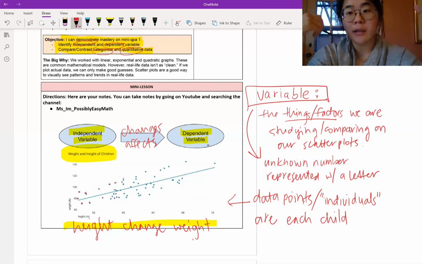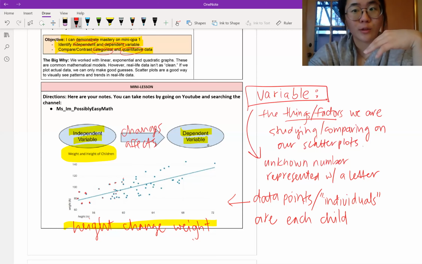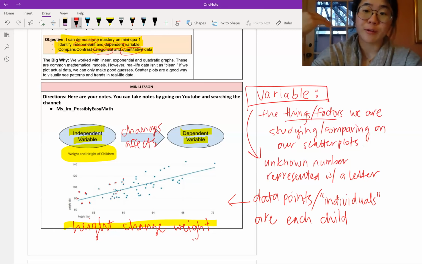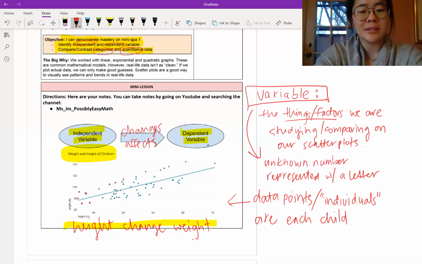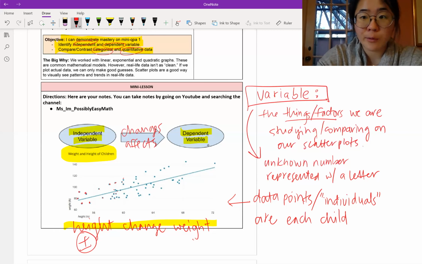Basically, depending on how tall you are, that usually affects your weight. Your weight doesn't make you grow taller or make you grow shorter. Usually if you're taller, we assume that you weigh more. If you're shorter, that you weigh less. So in this case, our height is our independent variable and our weight is our dependent variable.